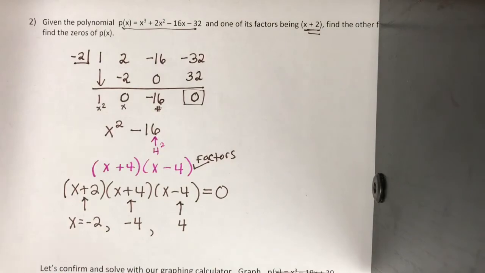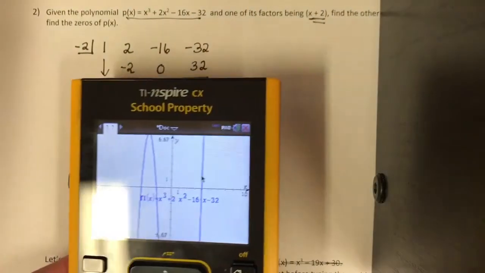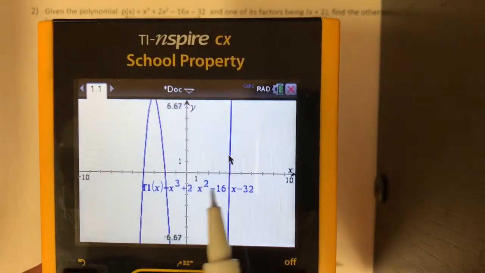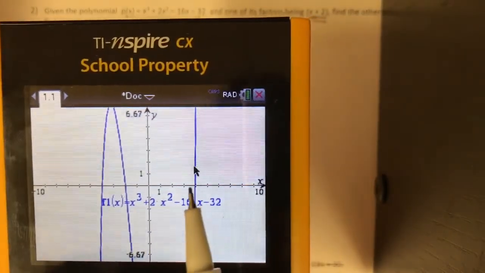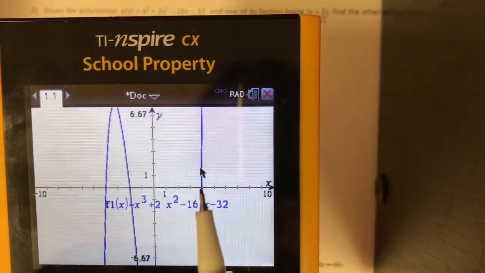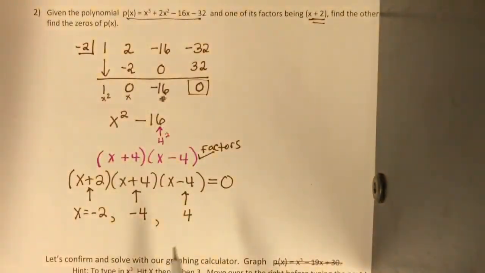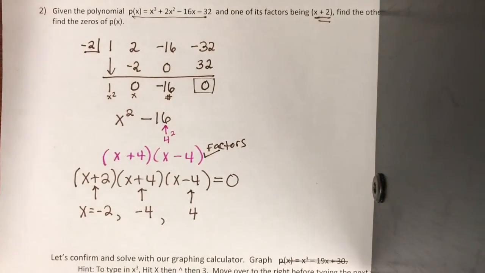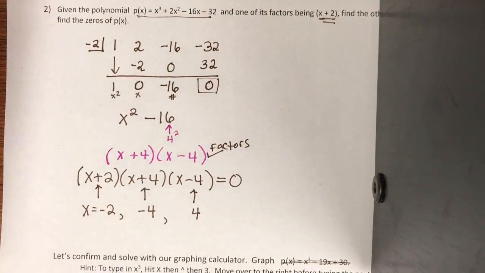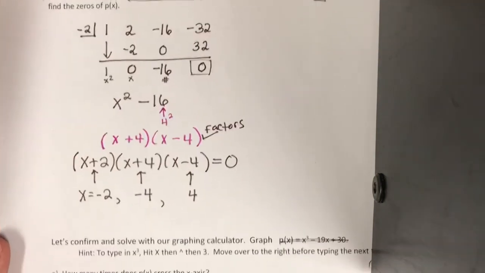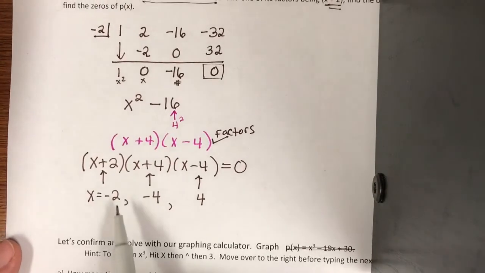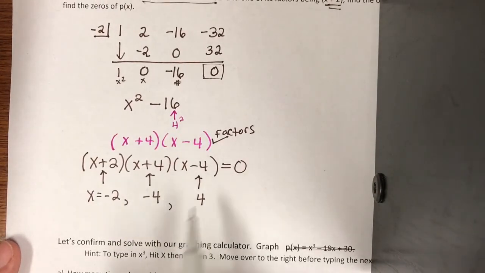And let's confirm that with the calculator. So I've actually already typed it in. But you can see here, so there's the function labeled, and it looks like it crosses at 1, 2, 3, 4, negative 2, and negative 4. And that matches with what I have here. So that is good news for me. That means I've done it correctly, and it crosses 1, 2, 3 times.